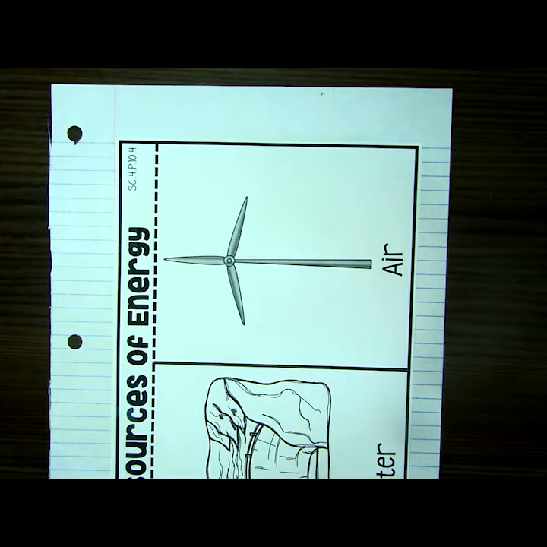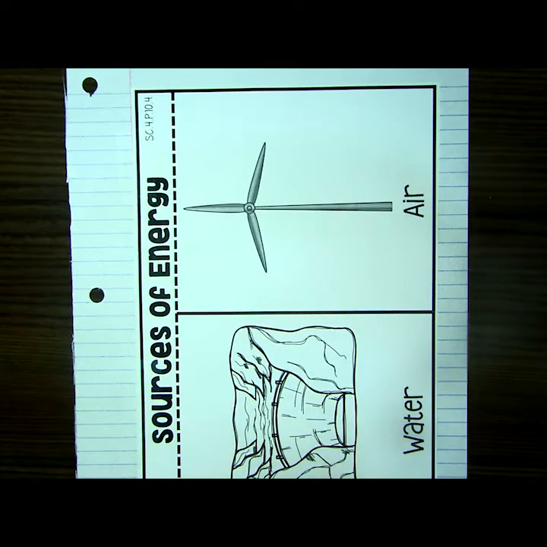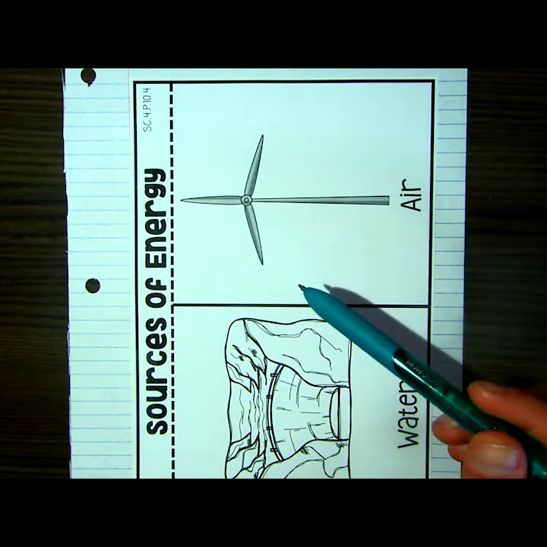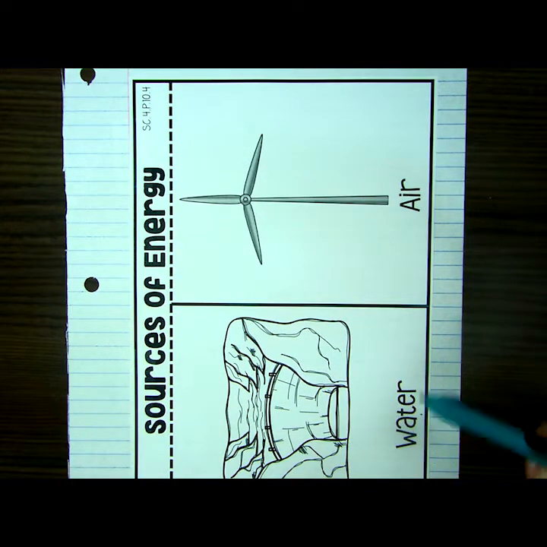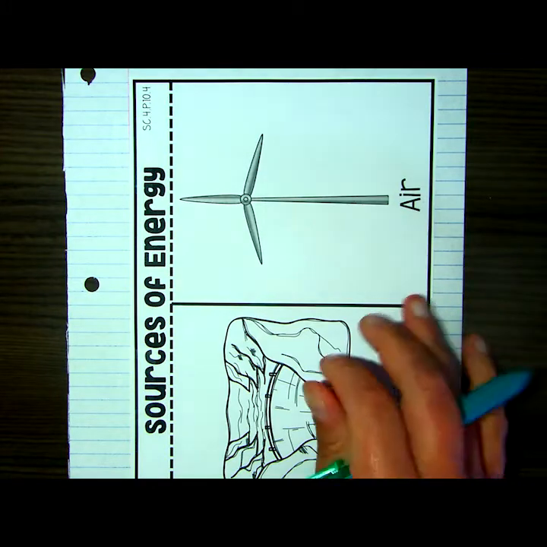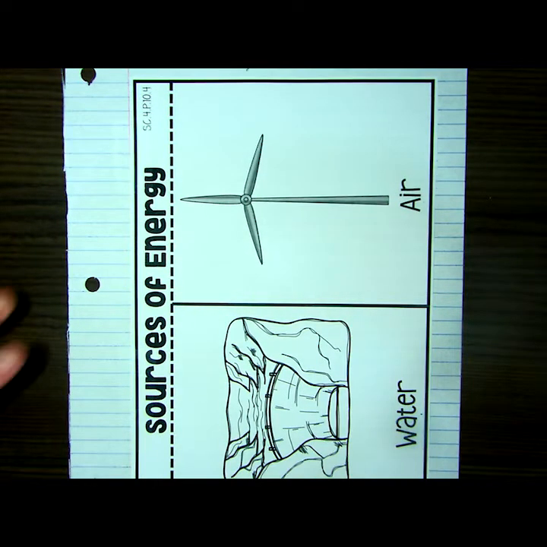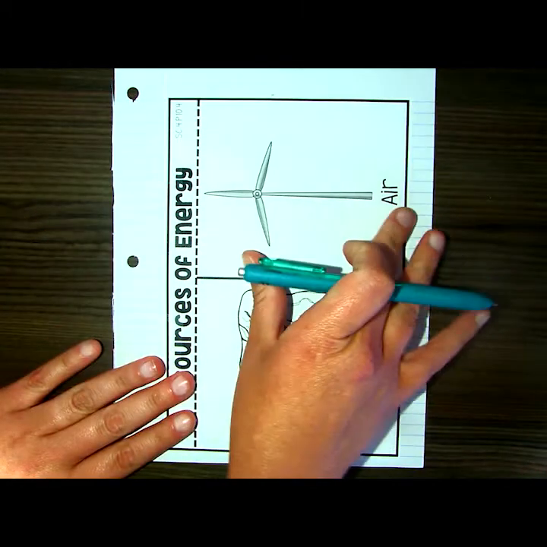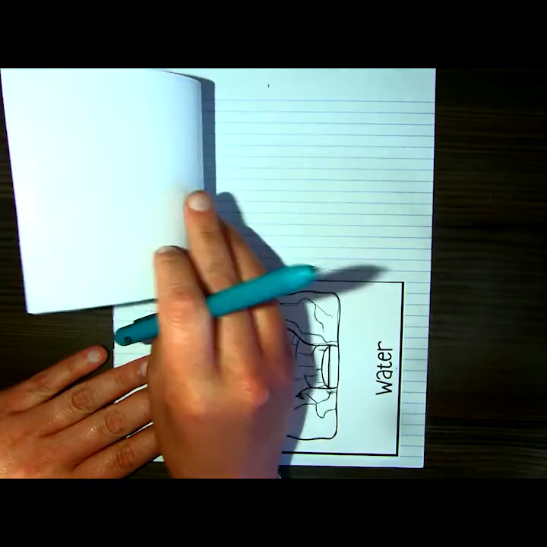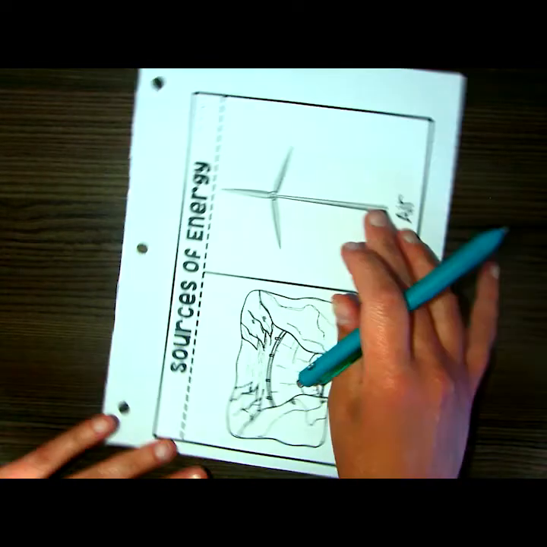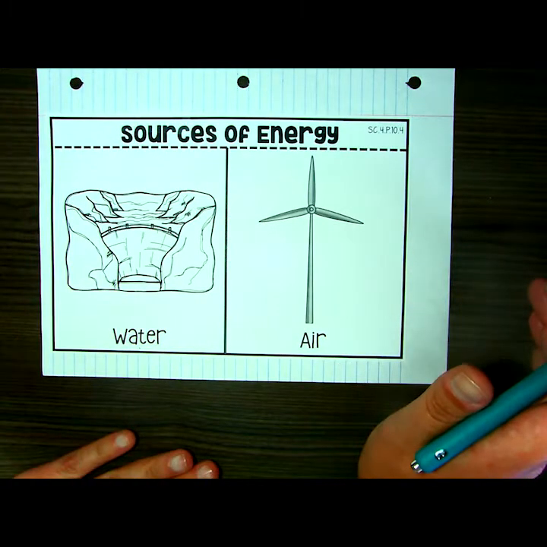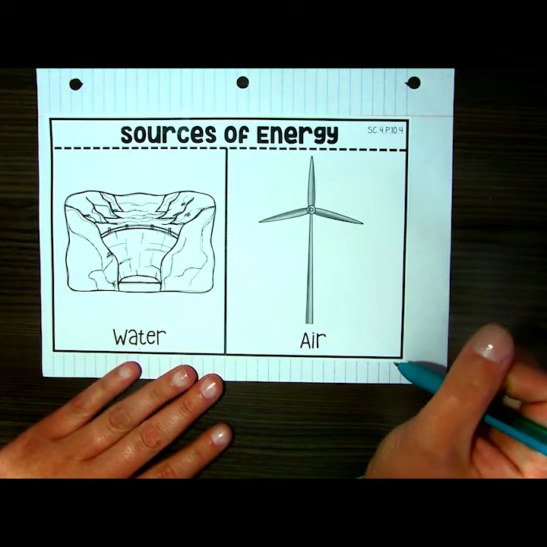All right, boys and girls, so this is the notebook page that hopefully you have printed and ready today to take some notes on these two sources of energy, using water energy and air energy. So if you have not already printed this, take a moment. You're going to cut right along this large outer edge, and then cut just right here in the middle to form these two sections. If you do not have this page already printed and ready in your notebook, then pause the video and come back as soon as you are ready to get started.